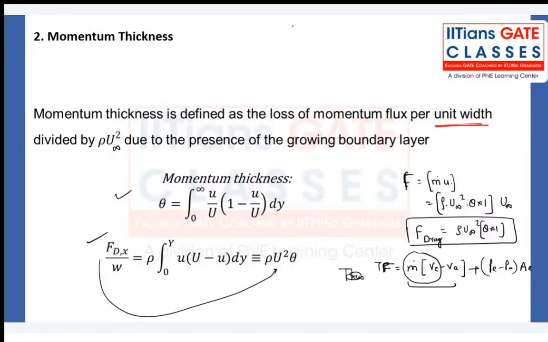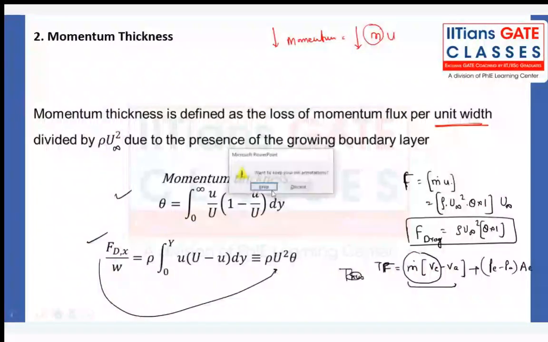What is the momentum? Mass flow rate into U. We know that when the boundary layer forms, mass flow rate will reduce. Momentum will also be reduced. Right? And this initial momentum minus final momentum will give me the drag force. Let's see how this formula has been derived. For that, just wait.